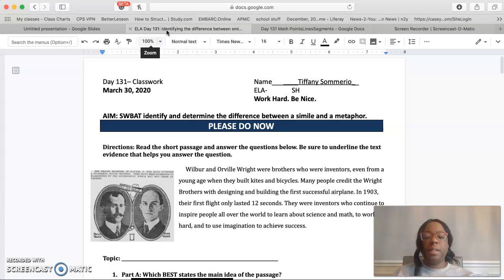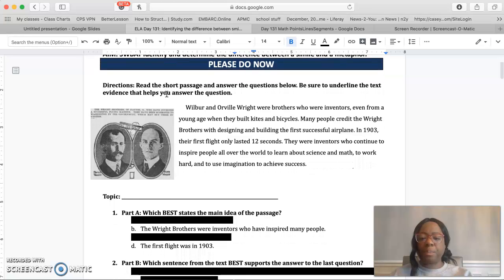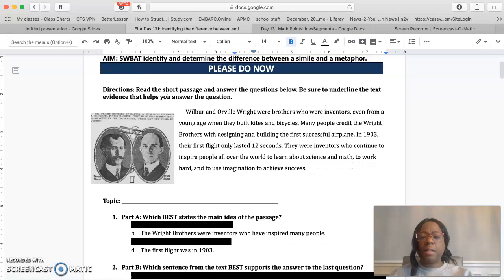We're going to get started today with reading. Make sure you write your first and last name at the top of your page. Today is Monday, March 30th, and our aim is to identify and determine the difference between a simile and a metaphor. All right, we're going to do things the way we do them every day. So we're going to get started with a please do now. At this time, I want you to press pause so you can get started.